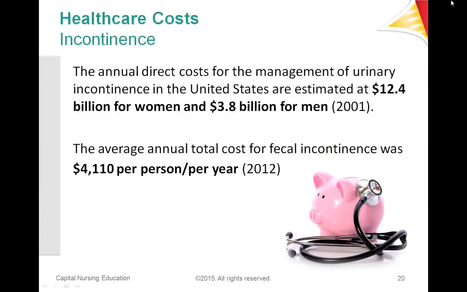The healthcare costs associated with incontinence are huge. We know that it is $3.8 billion a year for men and $12.4 billion for women, or close to that. The average annual cost of fecal incontinence is staggering as well, and this usually costs between $4,100 per patient per year, and those are fairly recent statistics.